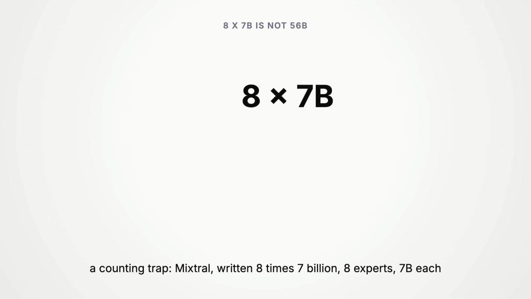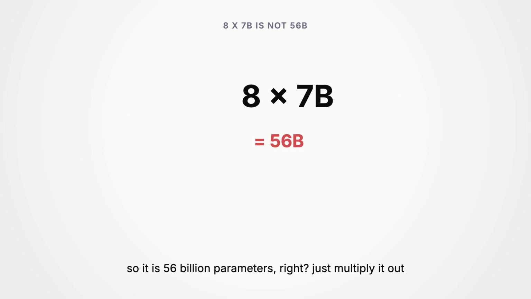And there is a smaller counting trap worth nailing because it reveals how these models are really wired. Take a famous early one whose name spells out its own math, Mixtral, written 8 times 7 billion. 8 experts, 7 billion each. So it is 56 billion parameters, right? Just multiply it out. Wrong.